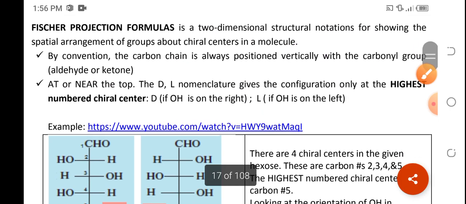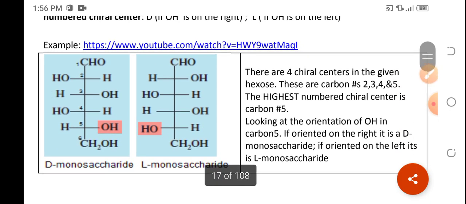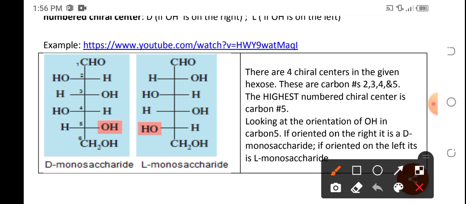So paano ba ito? Okay. So this is an example of a Fischer projection formula of two monosaccharides. Paano natin malalaman kung ito ay left-handed or right-handed molecule? So sabi ng Fischer projection, naka-arrange daw ang carbon atoms in a vertical manner. So this is carbon number 1, this is carbon 2, 3, 4, 5, 6. So this is a hexose with the CHO on top. So that would be C double bond O, H. Okay? Pag in-expand natin yung CHO na yan, it is C double bond O, H.